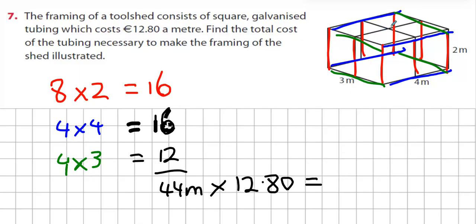Oh, I forgot 2 of them, did I? Thank you. I forgot an extra 4, and I also forgot an extra 3. So I forgot 7 meters. So it's not 44, it's actually 51. Yeah, 51 by 1280. Good man. What do you get?